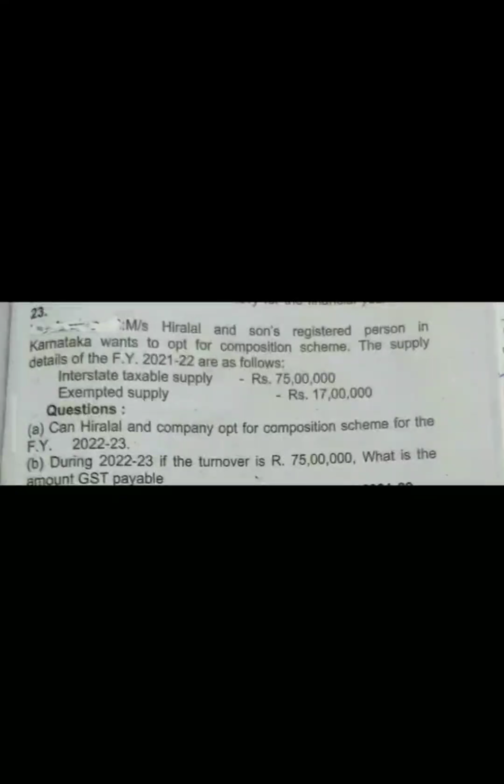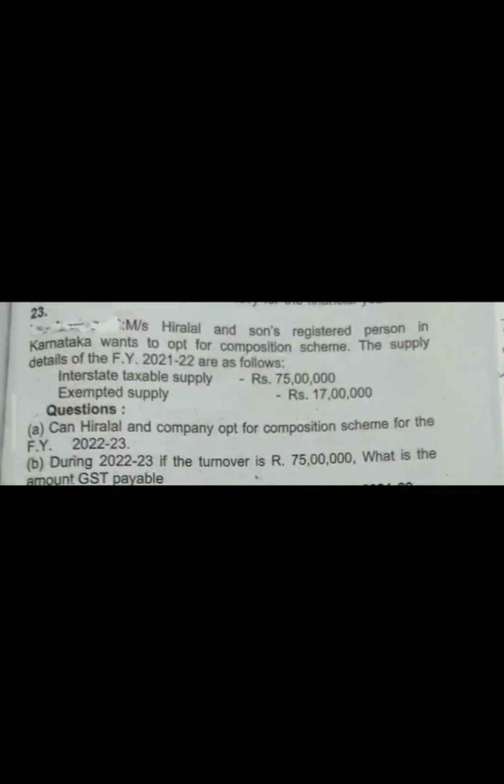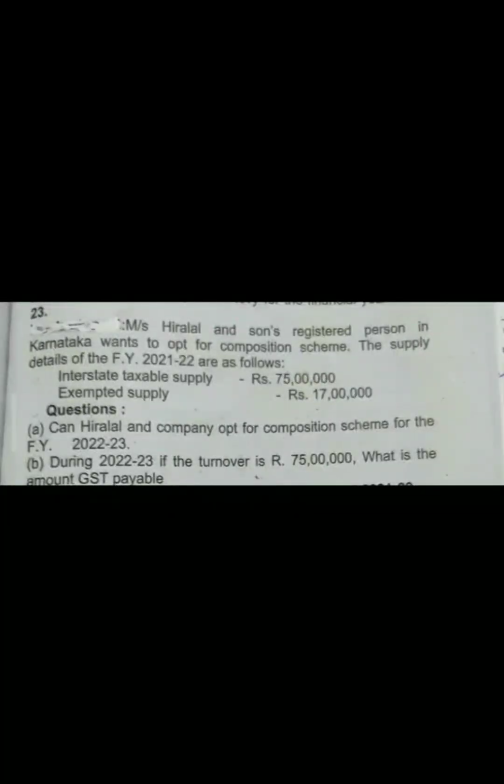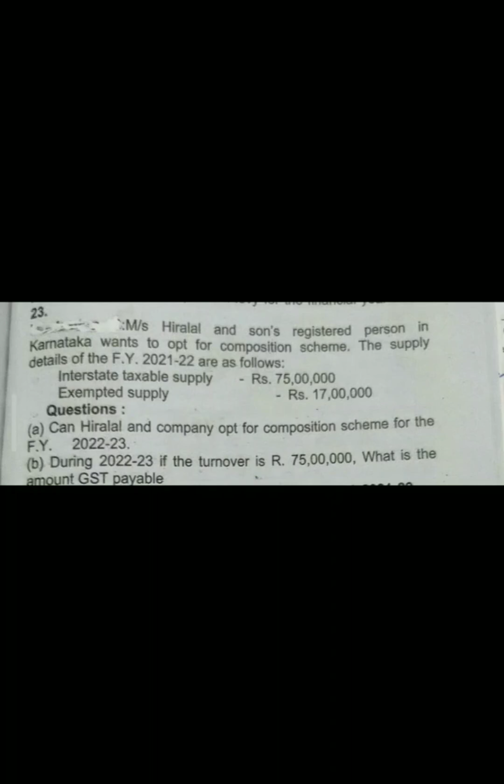Interstate taxable supply 75 lakh, exempted supply 17 lakh. The first question, can Hiralal and company adopt for composition scheme for the financial year 2022-23? The second question, during 2022-23, if the turnover is rupees 75 lakh, what is the amount GST payable?